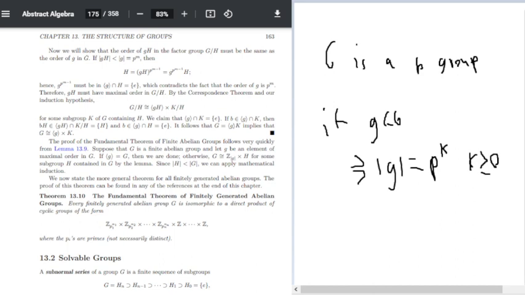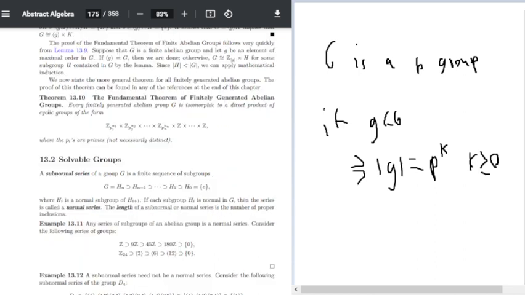The proof of the fundamental theorem of finite abelian groups follows very quickly from Lemma 13.9. Suppose that G is a finite abelian group and let g be an element of maximal order in G. If the cyclic group generated by g is G, then we are done. Otherwise, G is isomorphic to Z sub the order of g times H, for some subgroup H contained in G, by the lemma. Since the order of H is less than the order of G, we can apply mathematical induction. Note also that mathematical induction only gives us the finite case, which is why we have to assume a finite abelian group.